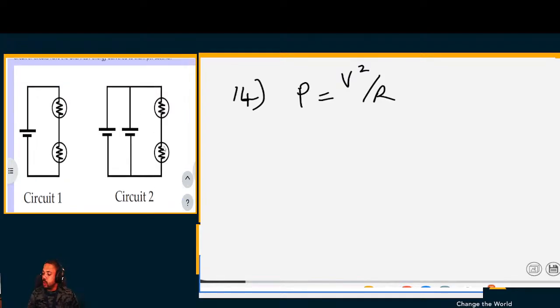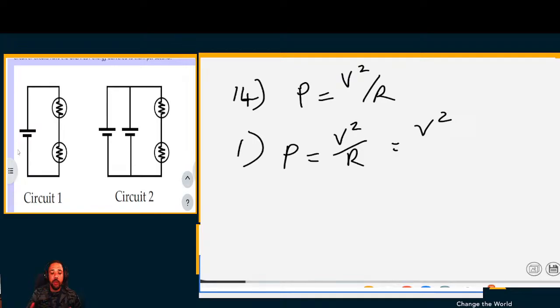So let's work out the power for circuit number one. Power is equal to voltage squared over R. Now, what is the voltage in this case? It's just V, because the voltages are the same for all of them. And the resistors are in series. Note this, they are coupled in series.